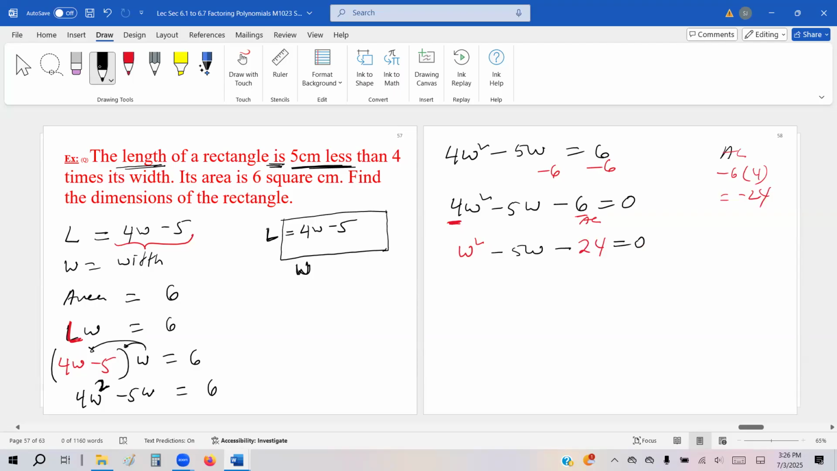So we convert A into 1 and C into AC. Why do we do that? Because if we have this, then we can factor directly, and our life becomes easier. Our variable is W, so we put W on both, and then we find two numbers. Which two numbers multiply to 24 and combine to 5? 8 and 3? Negative 8, positive 3.